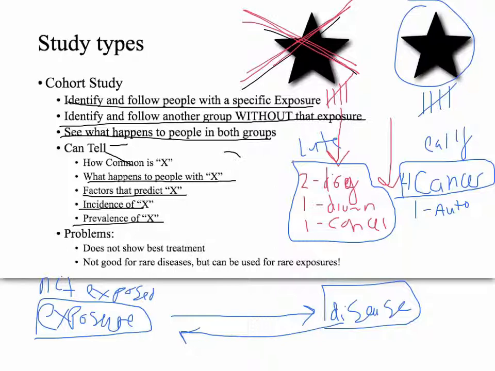So all of those things that we weren't getting in the other studies, we can get with a cohort study. A few things it doesn't do well with: it cannot tell you what the best treatment is, and it's not good for rare diseases, but it is good for rare exposures. For example, there's the atomic bomb survivor cohort study, where people that survived the atomic bombs in Nagasaki and Hiroshima were followed to see what kind of diseases they would have and what kind of birth defects their children would have, and they were compared to control groups who did not have that atomic bomb exposure.